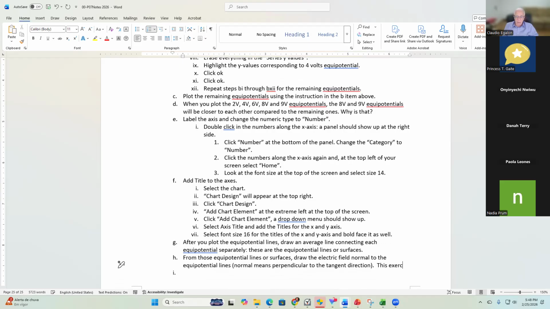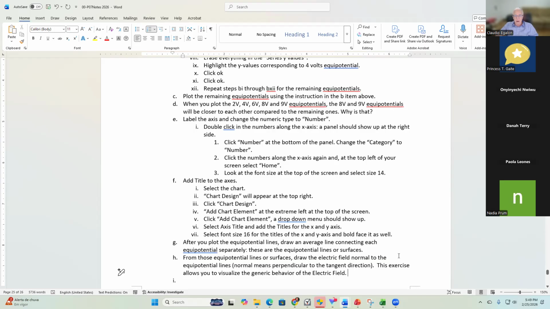This exercise allows you to visualize the general behavior of the electric field. So we made measurements of the equipotential values. From the potential values, we determine the direction of the electric field. One more minute to go. Any questions? I hope I documented everything here.